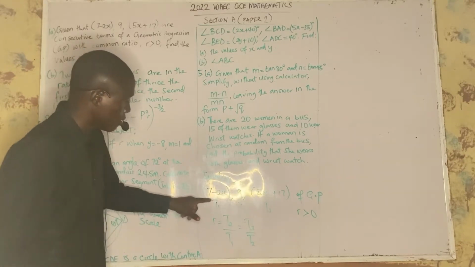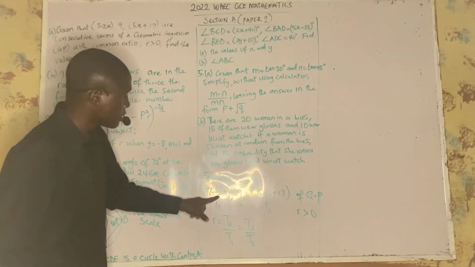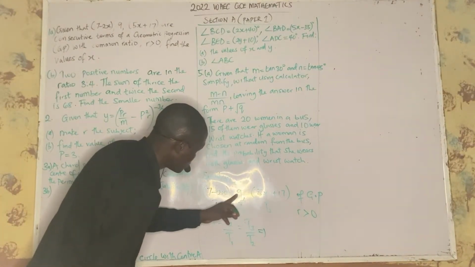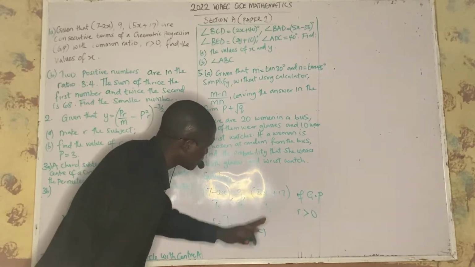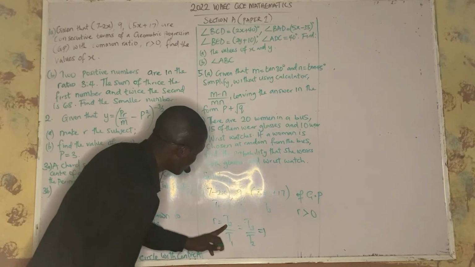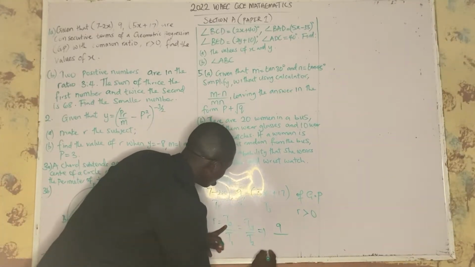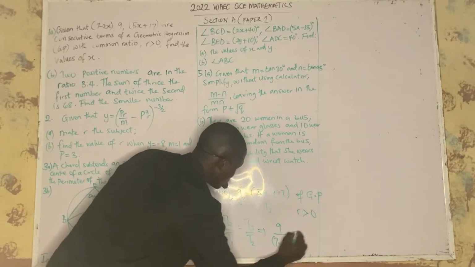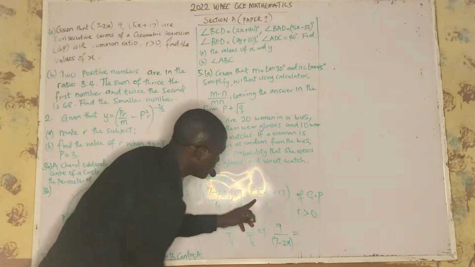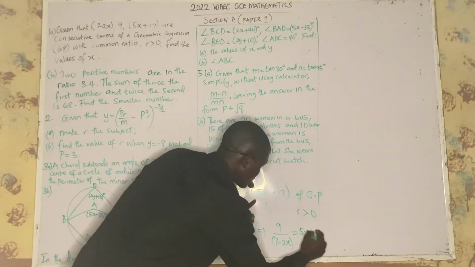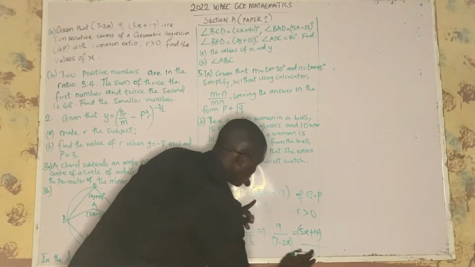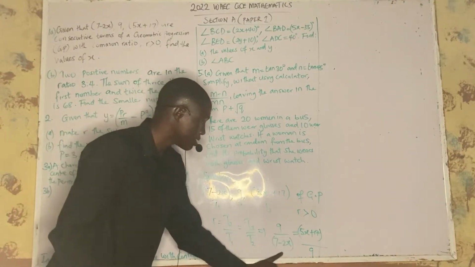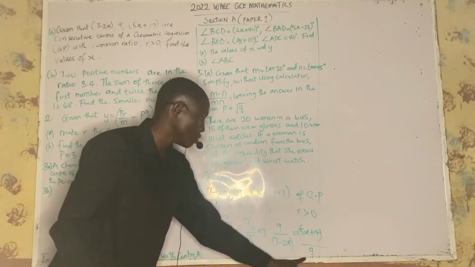Now, what's our T1? T1 is 7 minus 2x, T2 is 9, and T3 is 5x plus 17. Going by this, T2 is 9 all over T1, which is (7 minus 2x), equal to T3, which is 5x plus 17, all over T2, which is 9. So, following this formula, we have 9 over (7 minus 2x) equal to (5x plus 17) over 9.